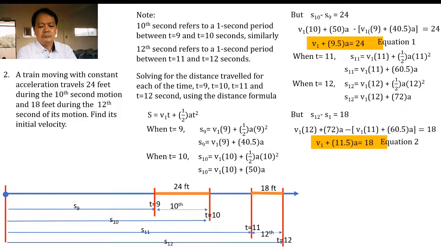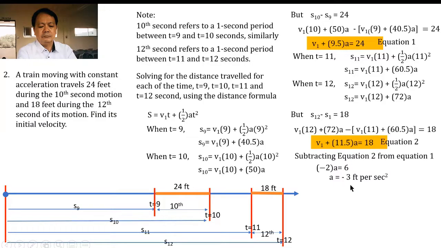Now we have here two equations, equation 1 and equation 2, involving v sub 1 and a, which can be solved easily by eliminating v sub 1 or a. It can be easily eliminated if we subtract equation 2 from equation 1. If equation 2 shall be subtracted from equation 1, our equation becomes, tingnan natin, v sub 1 minus v sub 1 shall be 0, 9.5a minus 11.5a is negative 2a, then 24 minus 18 is 6, and from here, a equals negative 3 feet per second squared.